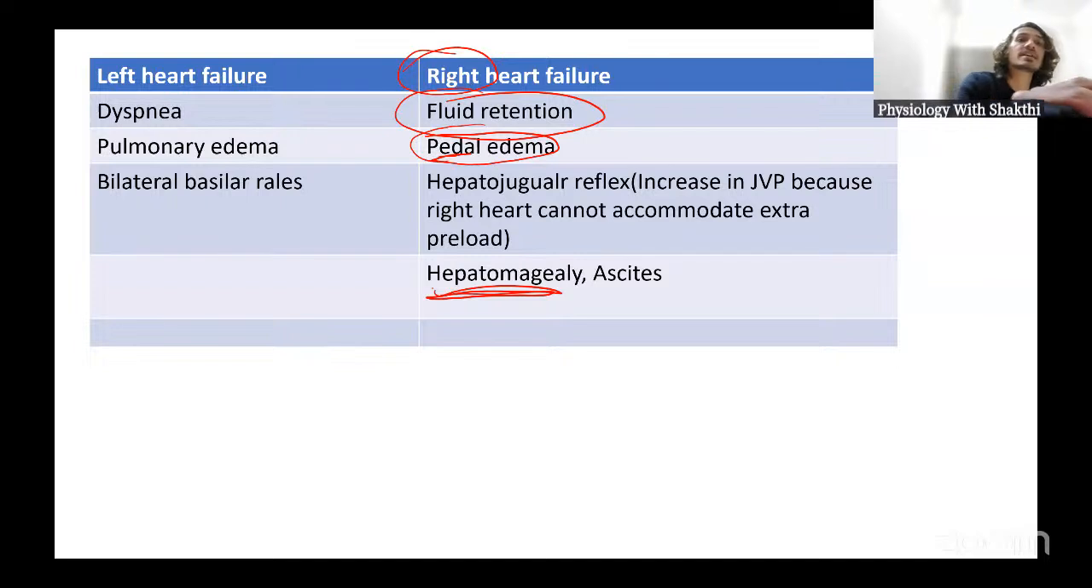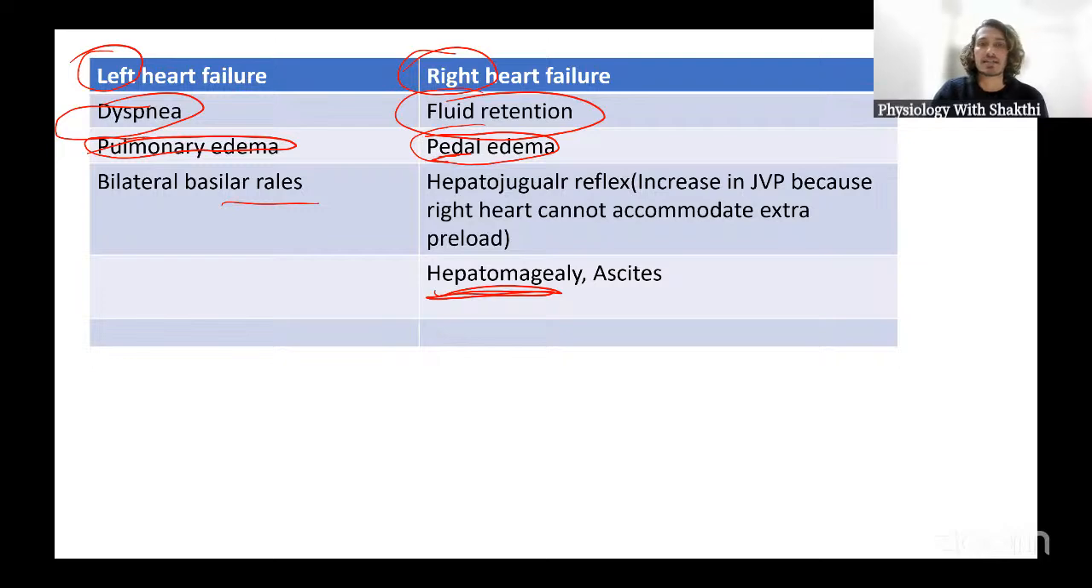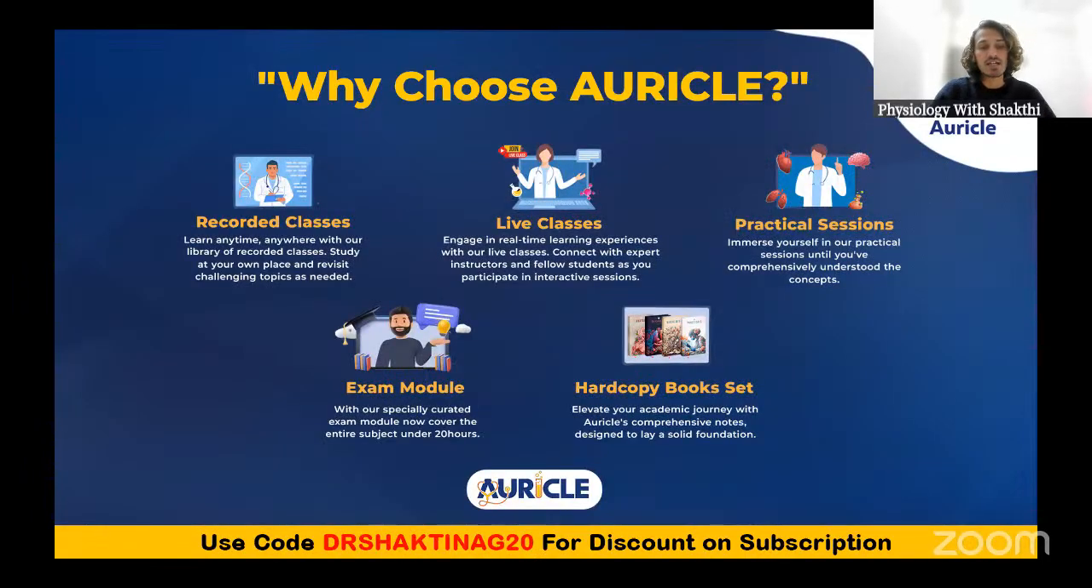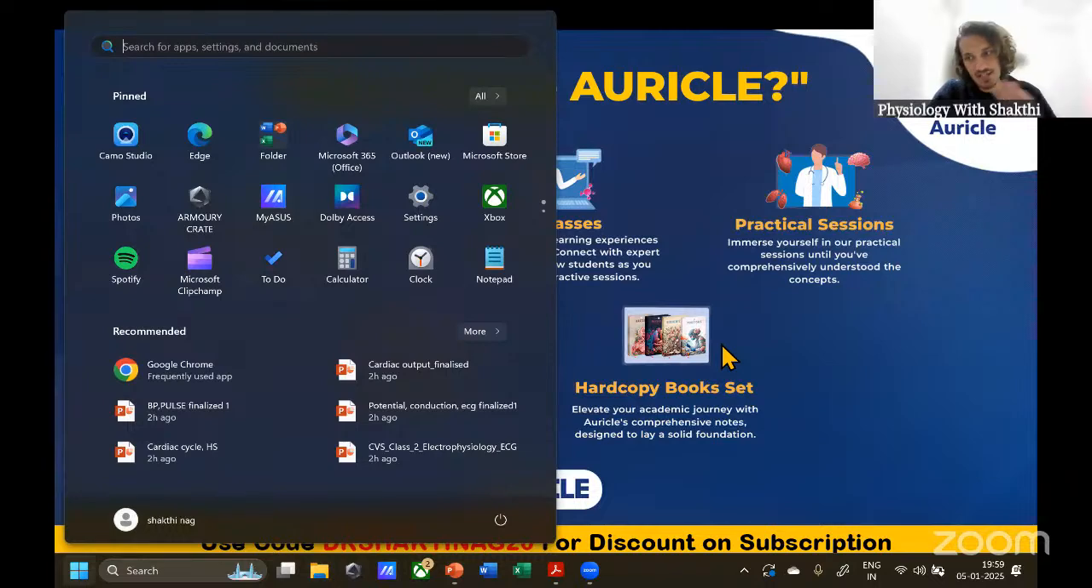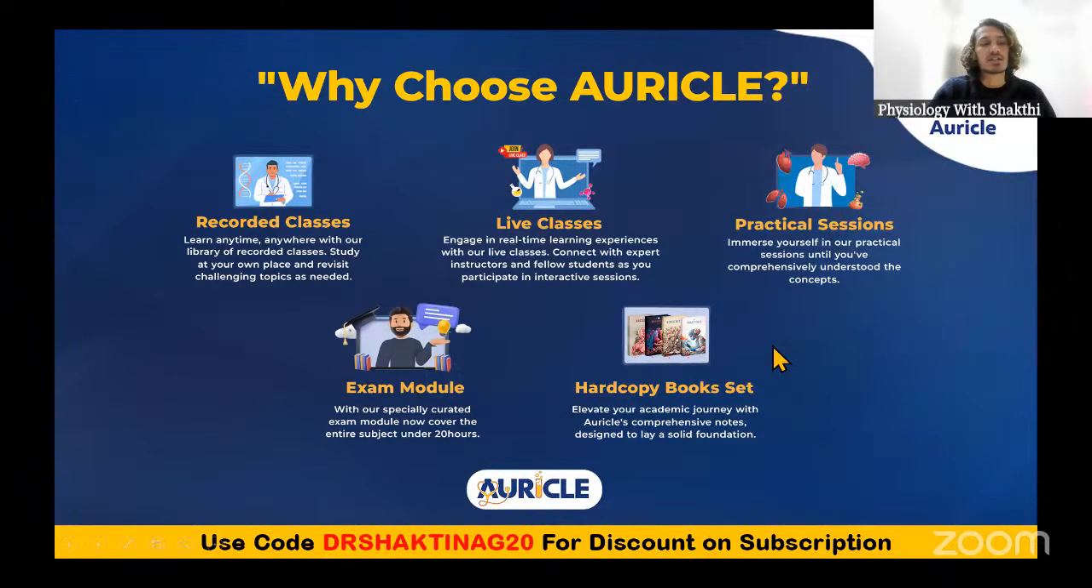On the other hand, if it is a left-sided problem, that means the backflow, the left side is not pumping enough. So the blood which is coming to the left side does not go forward because it's already full. Instead, it keeps getting accumulated in the pulmonary vasculature, resulting in pulmonary edema, difficulty in breathing. So these are the differences between left-sided heart failure and right-sided heart failure. Okay, so that is some of the important things that we can cover in 1 hour for the initial parts of the cardiovascular system.